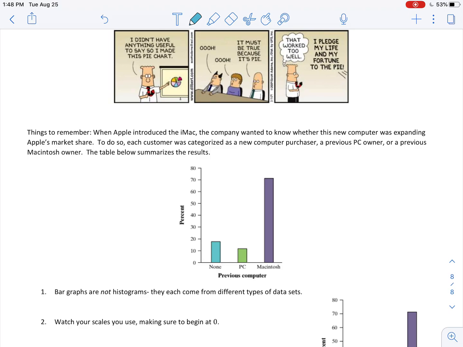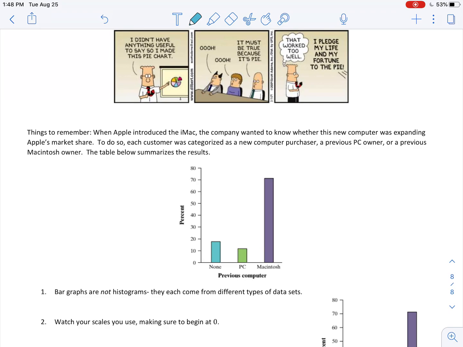So this is a data set here of when Apple introduced the iMac. They wanted to know whether this computer was expanding their market share. So they wanted to know, was the customer a new computer purchaser? Did they already have a PC, or did they already have a Mac device anyway? So this is the results, and you can see there are percents on the vertical axis. It starts at 0, which is really good. Not starting it at 0 is a very misleading way to confuse statistics.